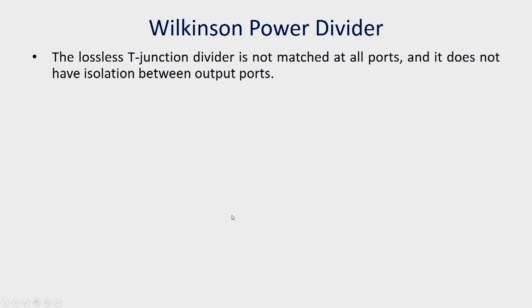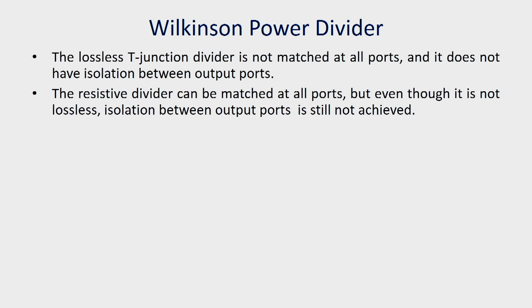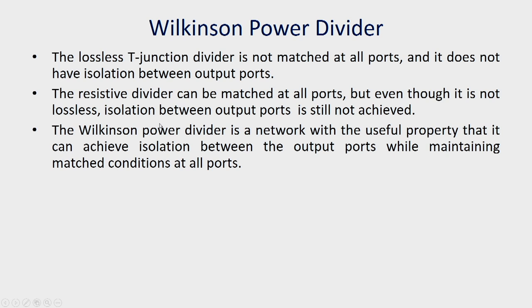We move on to another power divider configuration, which is called the Wilkinson power divider. A lossless T-junction divider is not matched at all ports, and it does not have isolation between the output ports. Similarly, we have discussed a resistive power divider. Because a resistive power divider is a lossy divider, it can be matched at all ports, but isolation between output ports is still not achieved. So, the Wilkinson power divider is a network with the useful property that it can achieve isolation between the output ports while maintaining matched condition at all three ports.